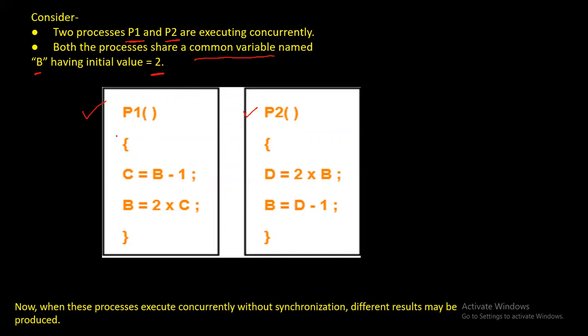B is a variable whose initial value is fixed at 2. For the process P1, there are two lines of code. I am numbering them here: this is 1 and this is 2. And here also, this is line number 1 and this is line number 2 for process P2. Now P1 and P2 are trying to execute concurrently or parallelly. What will be the output?